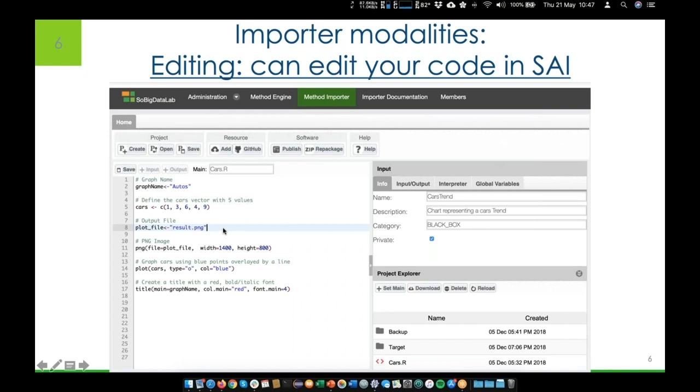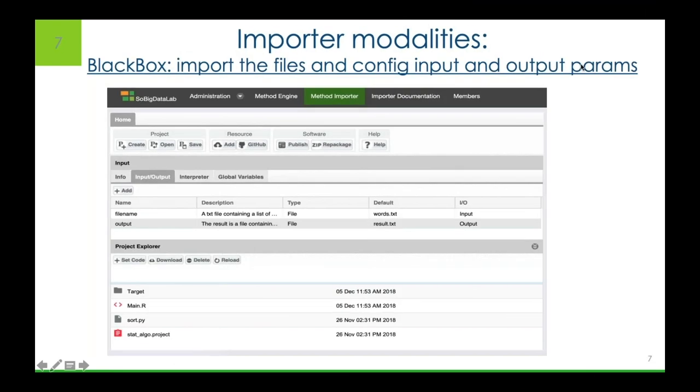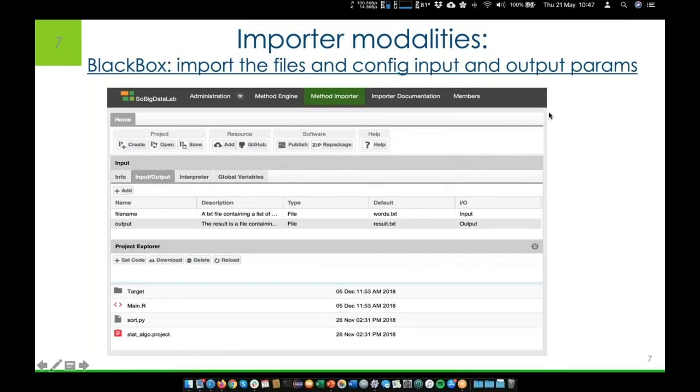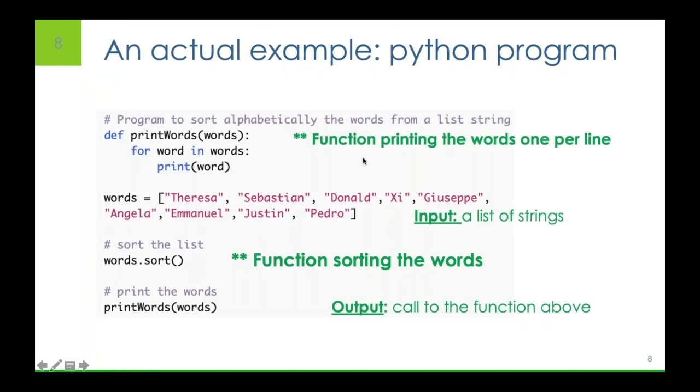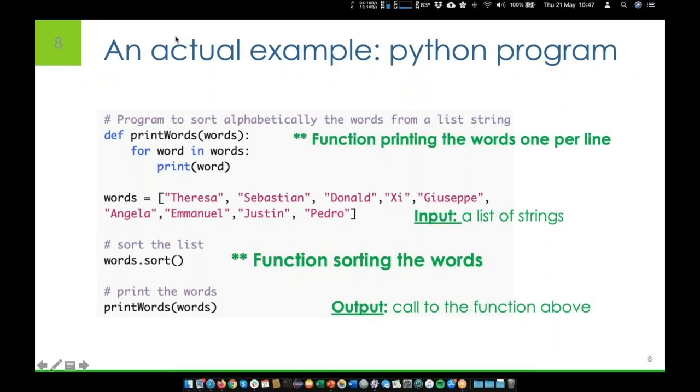This is an example of the editing modality, so you can edit your code. This is a screenshot actually of the method importer tool. In this case, you have to tell the tool where the line of code is for the output file and for the input file. And then there is the black box modality, where you import the files and configure the input and the output parameters of your method. And this is what I'm going to show you now. I will actually guide you through porting a simple Python method into the infrastructure.